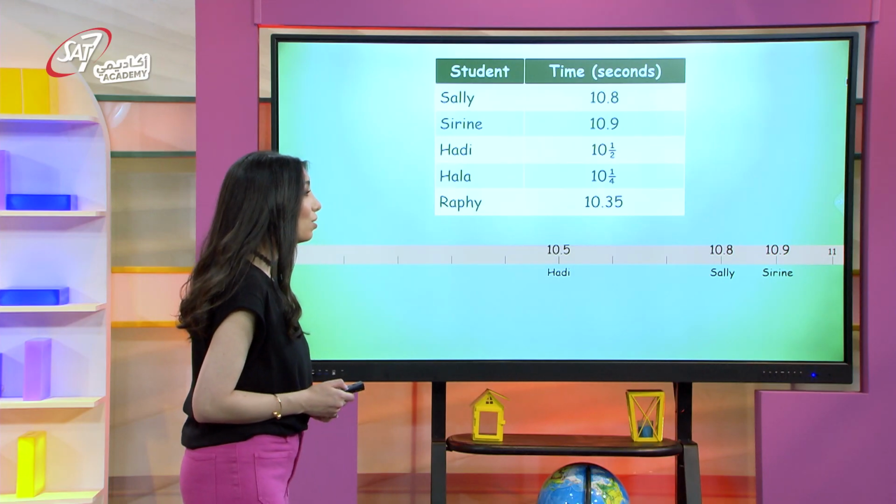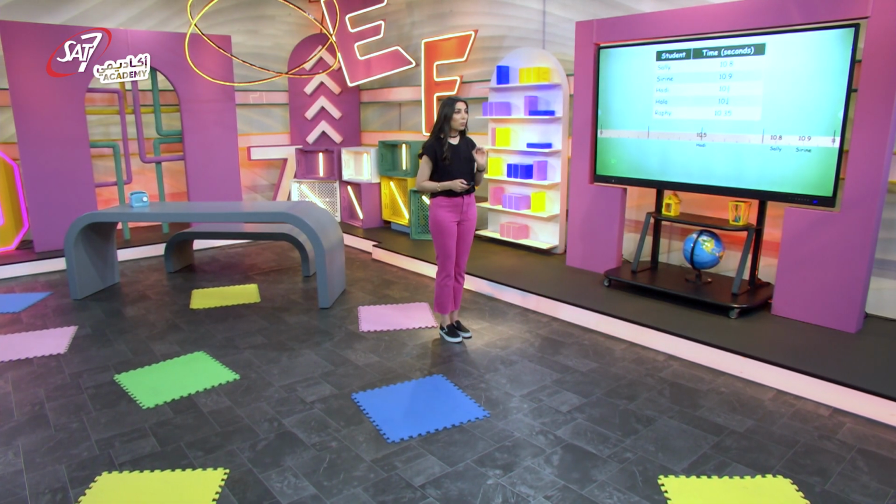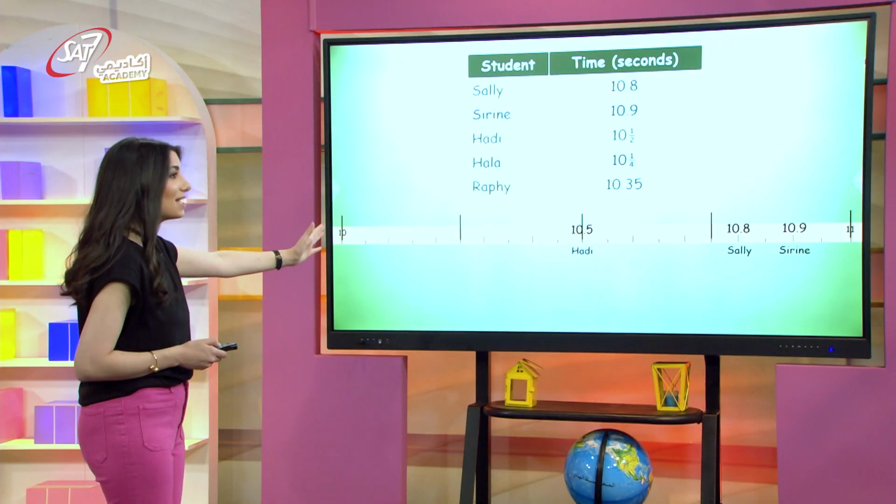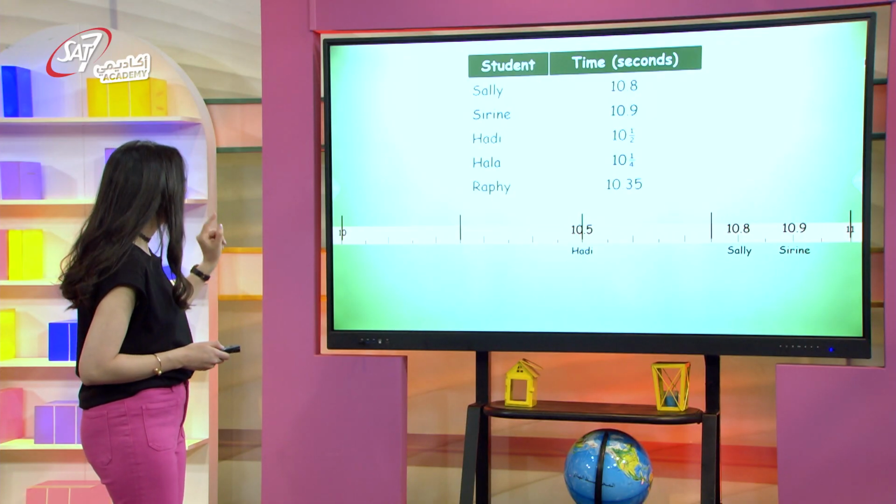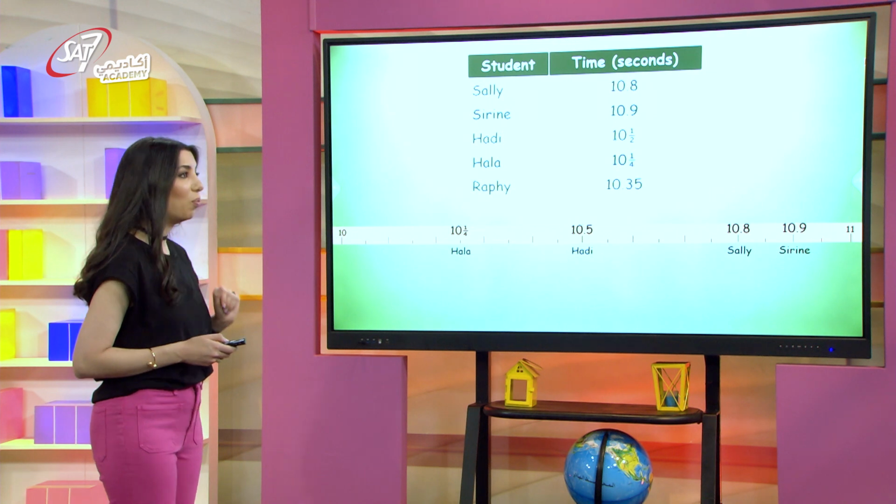Hala ran 10 and 1/4, which means a quarter. Now we must divide the space between 10 and 11 into 4 equal sections to show 1 out of 4. A quarter is at the first section out of 4. That's 10 and a quarter.